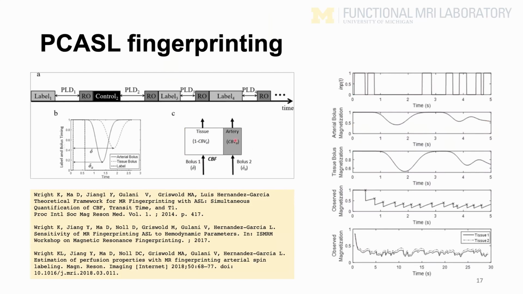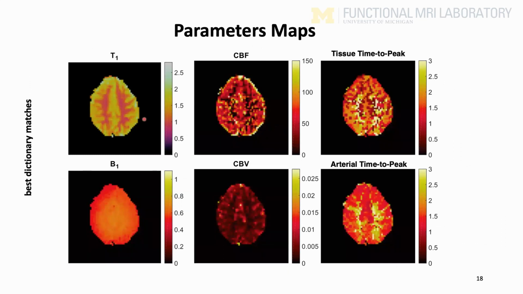We've been working on this for a long time. First, by coming up with a pulse sequence where the labeling durations and the post-labeling delays were variable, and we just came up with some combinations. We used similar models. And doing this, we were able to get some nice T1 maps, as well as perfusion maps or CBF, the time to peak of the tissue and the arterial time to peak, as well as the B1 map, what flip angle we were actually getting, and the blood volume. So that was really nice for a single slice.